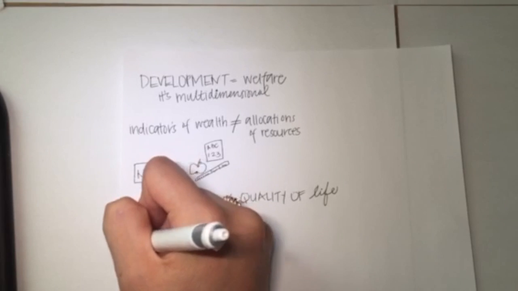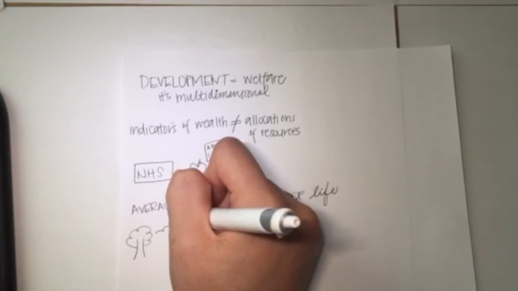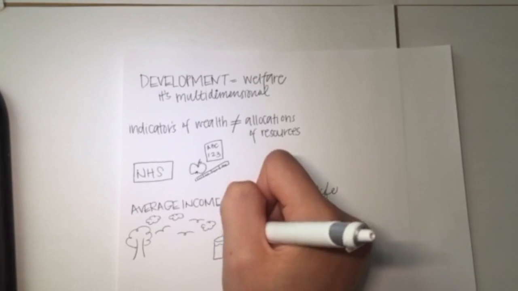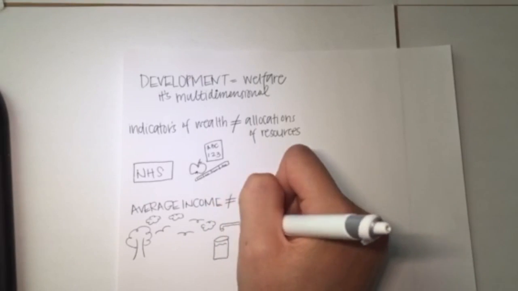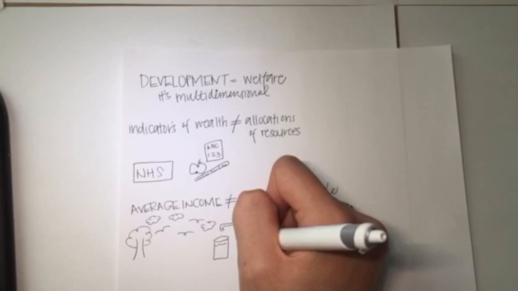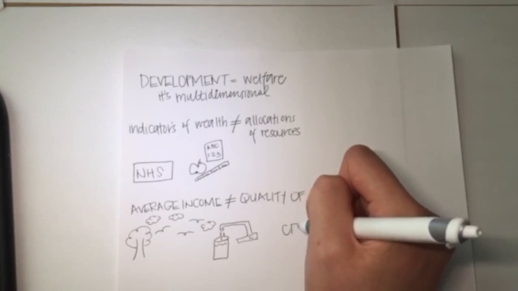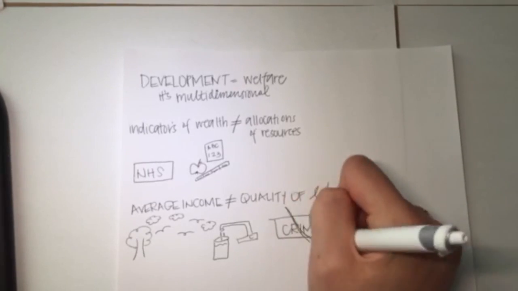And thus, it is no wonder that countries with similar average incomes can differ substantially when it comes to people's quality of life, such as access to education and healthcare, employment opportunities, availability of clean air and safe drinking water, the threat of crime, and so on.